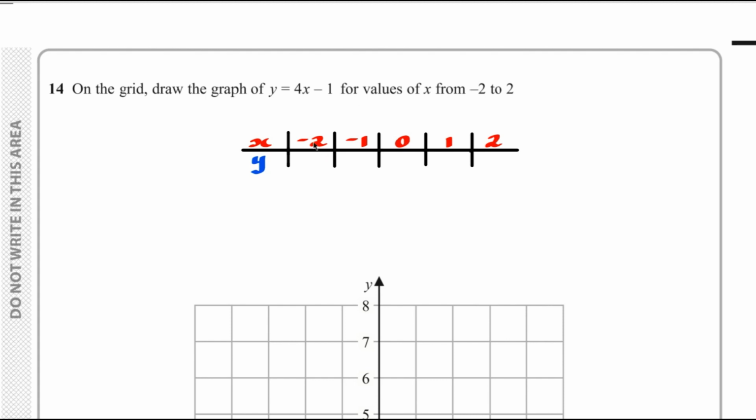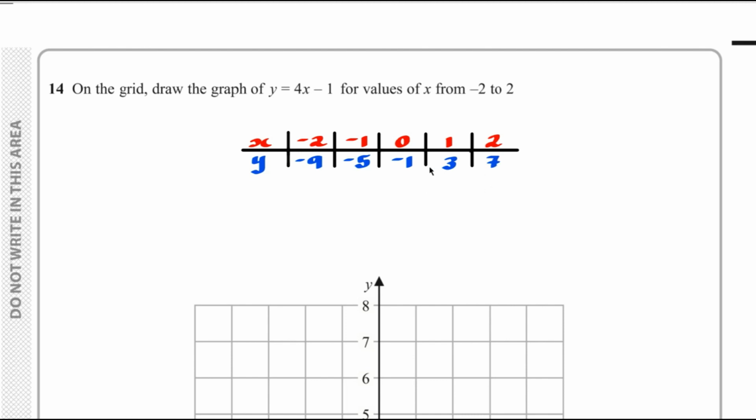When x is -2, I've got -8 subtract 1, which is -9. When x is -1, I have -4 subtract 1, which is -5. When x is 0, I've got 0 subtract 1, which is -1. When x is 1, I've got 4 subtract 1, which is 3. When x is 2, I've got 8 subtract 1, which is 7.